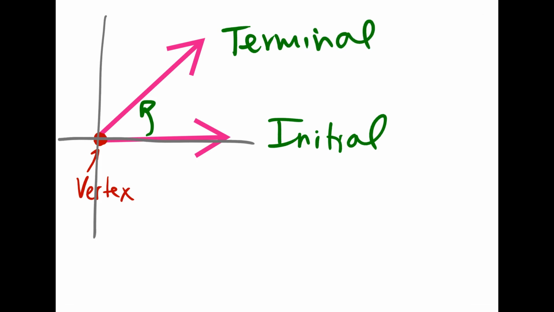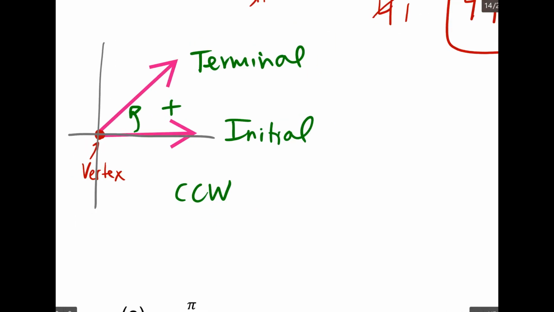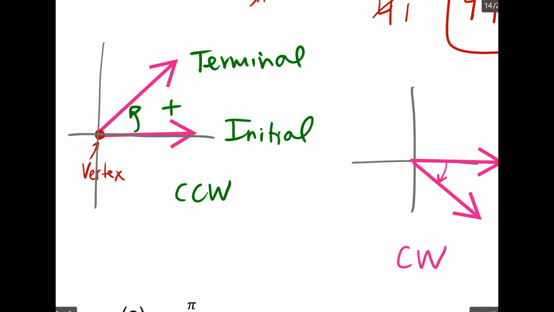Is this a positive or negative angle? Positive. How do we know? It's positive because it's going counterclockwise. So if I was going to draw a negative angle, let's see what this would look like. All right, here's my angle right here. And since I'm going clockwise, this is going to be a negative angle. Okay, cool. So that summarized the first half.